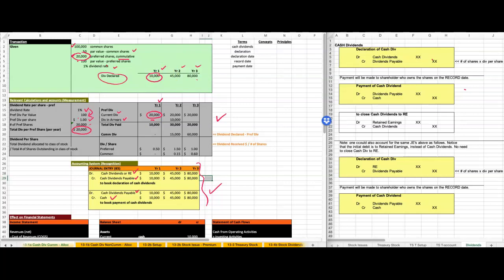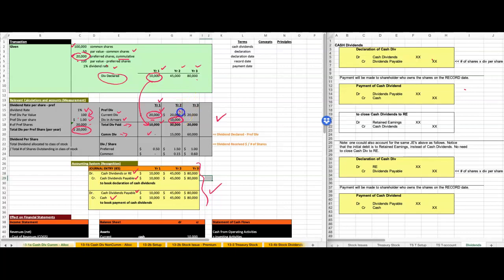Now, since they declared $10,000 of dividends, the preferred get the full $10,000. So that's how much they get. And that leaves nothing to common shareholders. So this is for preferred, and this is for common shareholders. Now, they were supposed to get $20,000. They only got paid $10,000. That leaves $10,000 in arrears for the second year. So let's go to the second year now.